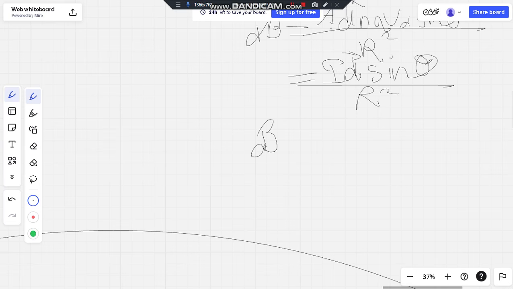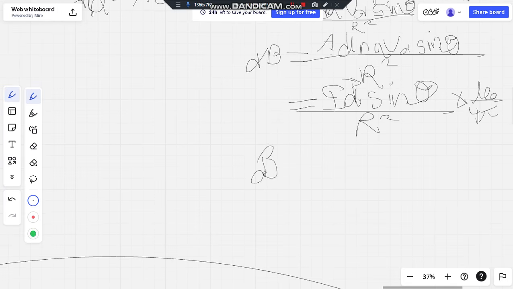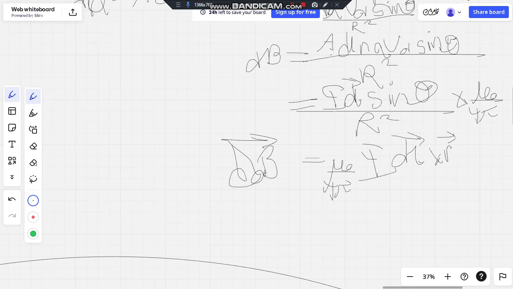Oh, I forgot something over here. This is mu naught by 4 pi. I almost forgot about it, and now this formula was incomplete. It will be mu naught by 4 pi. Now this formula is complete, right? This is dB vector equals mu naught by 4 pi, I dl vector cross r vector by r cube. Now this is the vector form of the Biot-Savart law.